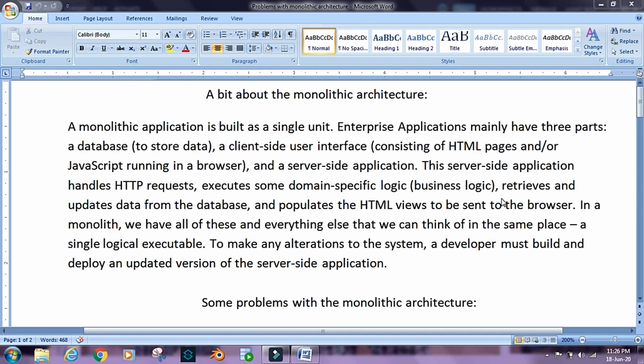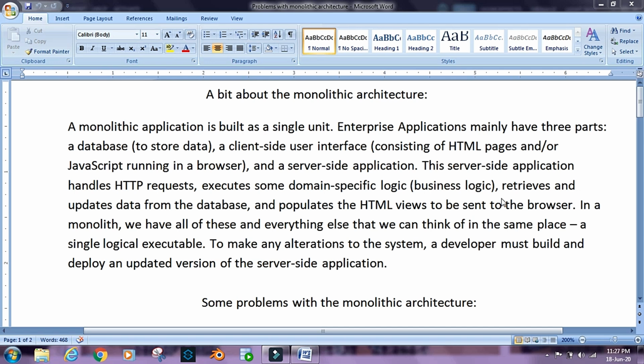So in this chapter we're going to talk a bit about the monolithic architecture. We're also going to take a look at some of the problems with the monolithic architecture, and we're going to talk about the microservices architecture and look at some of its features. So let's get started.